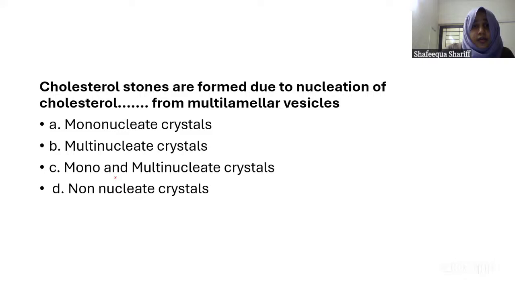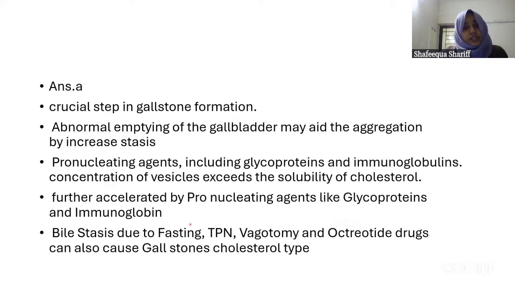So this nucleation of cholesterol from the multilamellar vesicles is a crucial step in the formation of gallstones. This happens because of the nidus formation, and also when there is abnormal emptying of the gallbladder. So there will be stasis. When there is stasis, obviously the formation of the stone will increase. Plus pronucleating agents, like I mentioned, from the neck, the glycoproteins and the immunoglobulins. When the concentration of the vesicle exceeds the solubility of cholesterol, that also relates to formation of the stone.